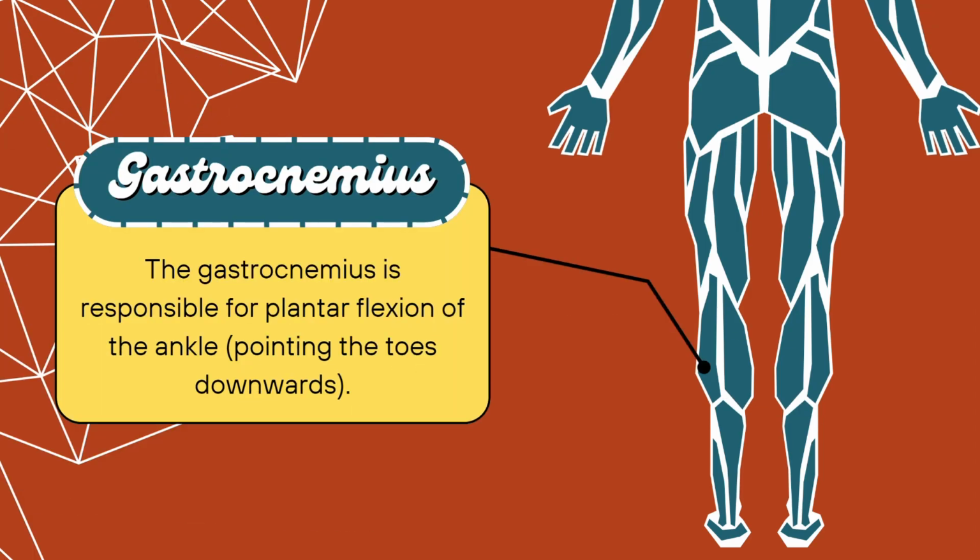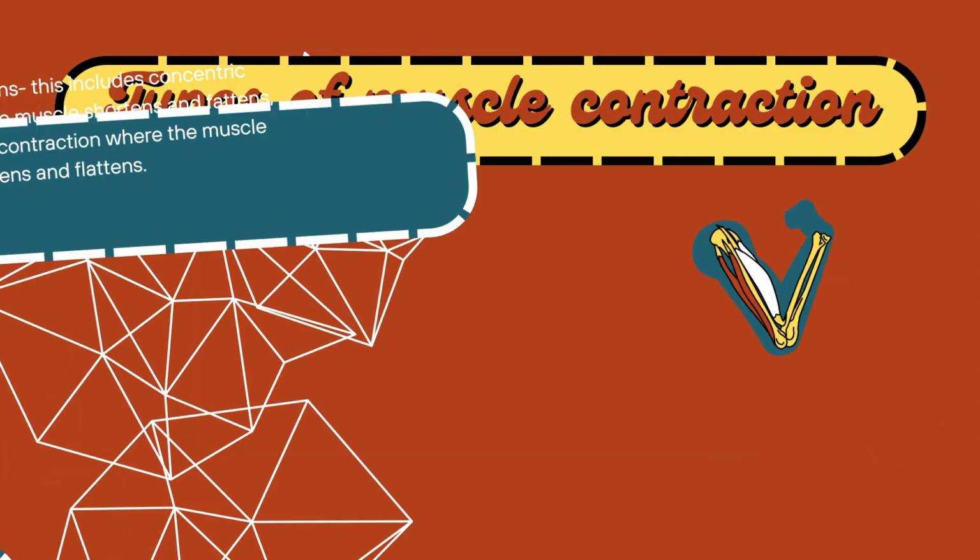Then we have the gastrocnemius, quite often called the calf muscles, if I'm not wrong. The gastrocnemius, how do you even spell that? I don't know. The gastrocnemius is responsible for the plantar flexion of the ankle, pointing the toes downwards.